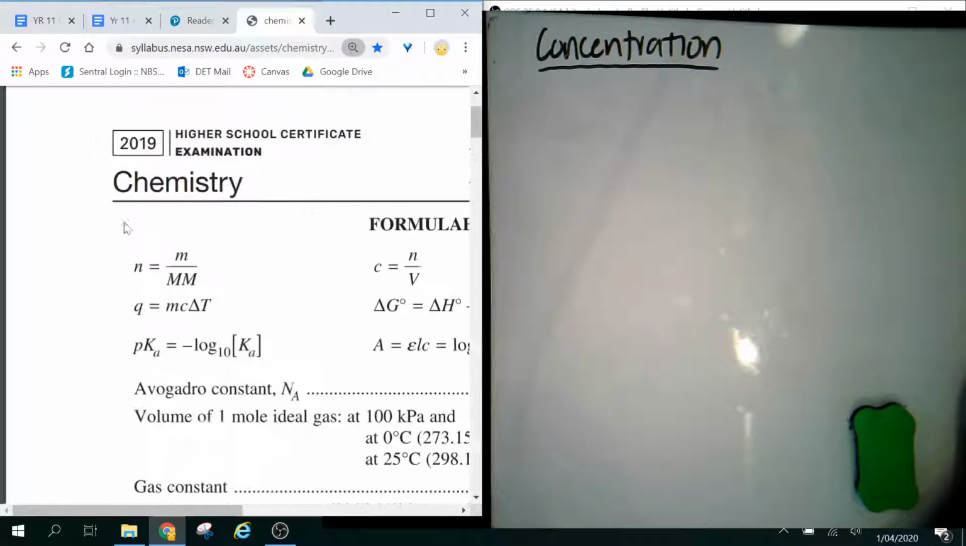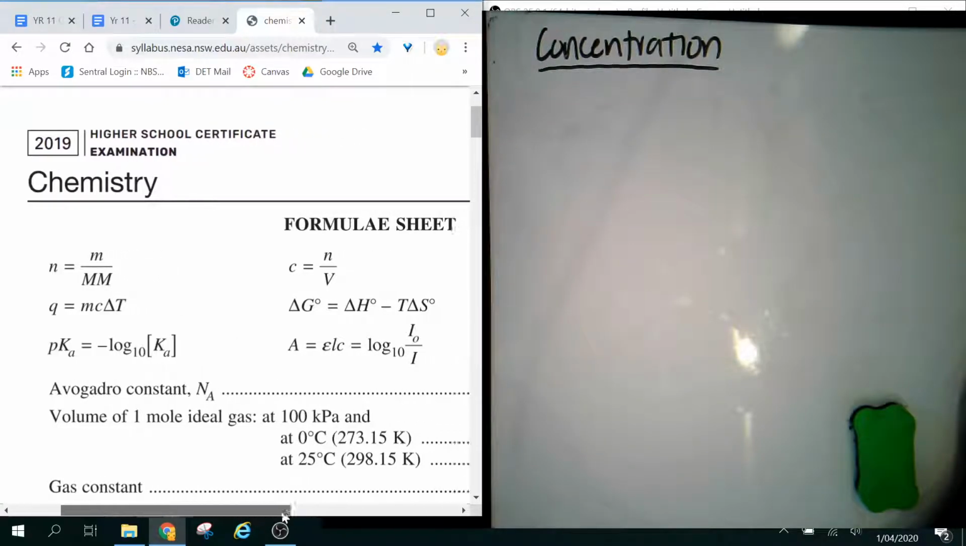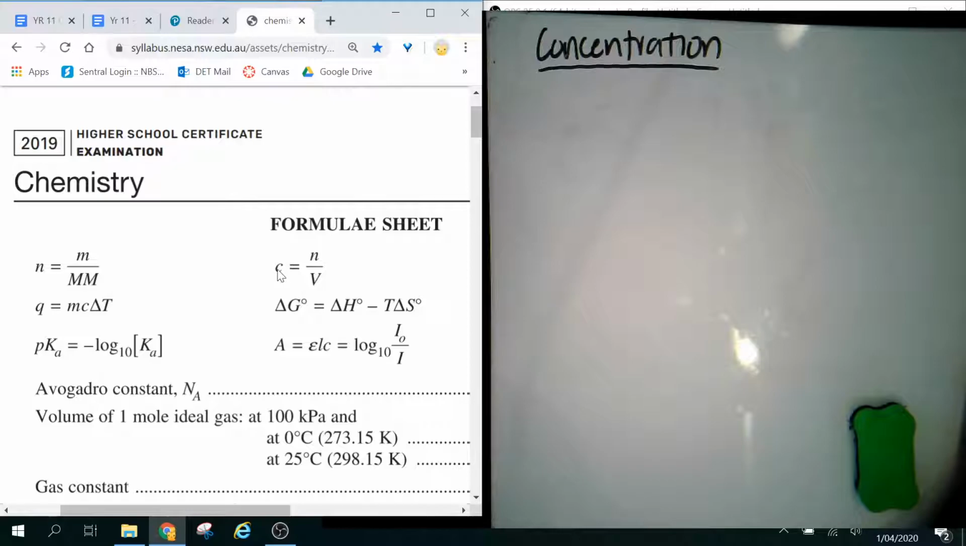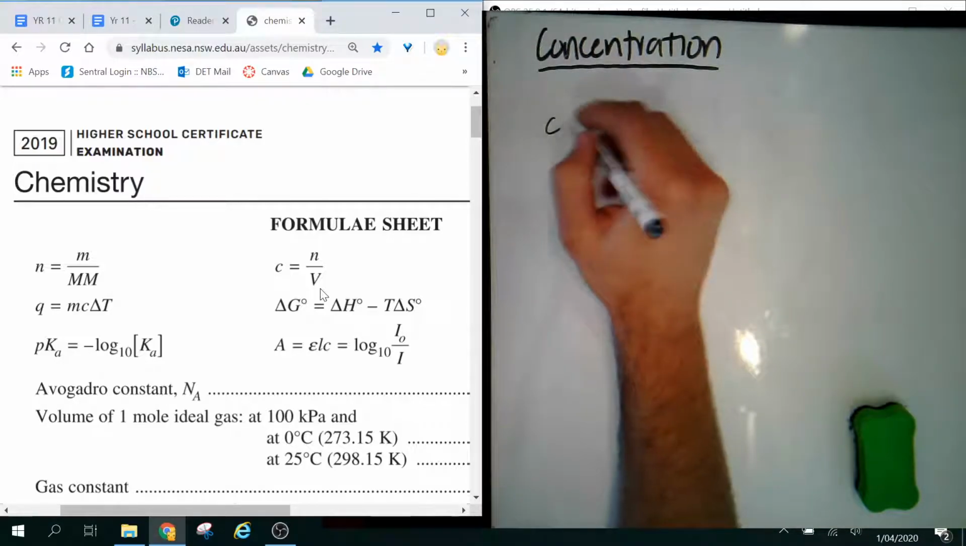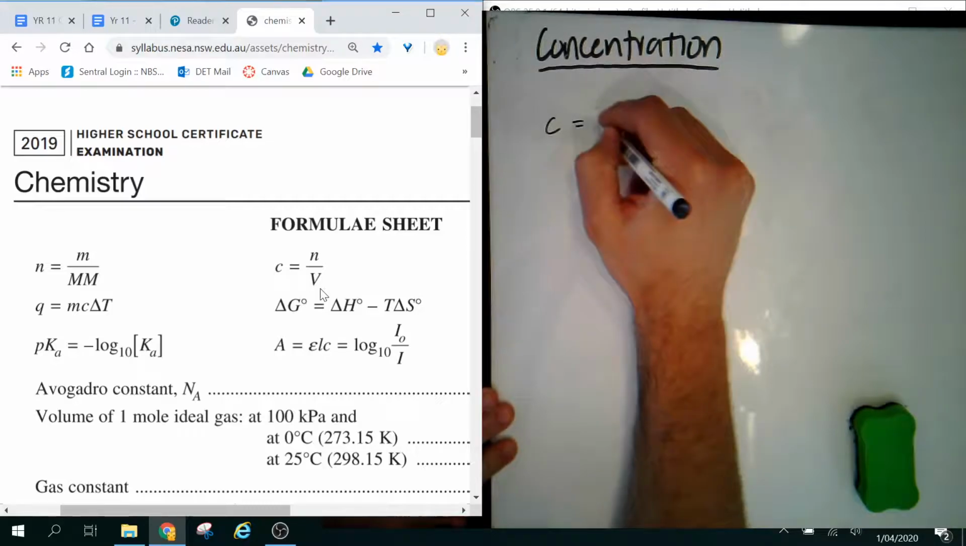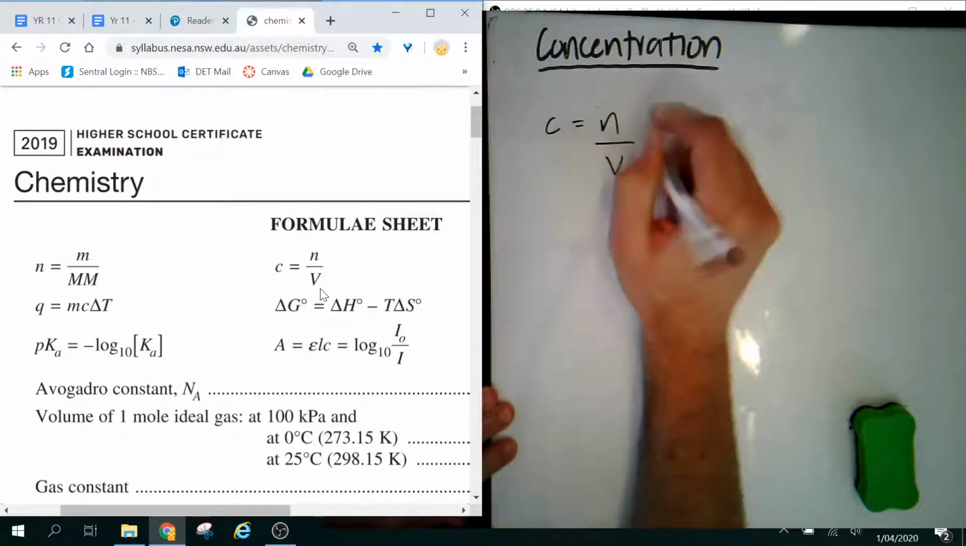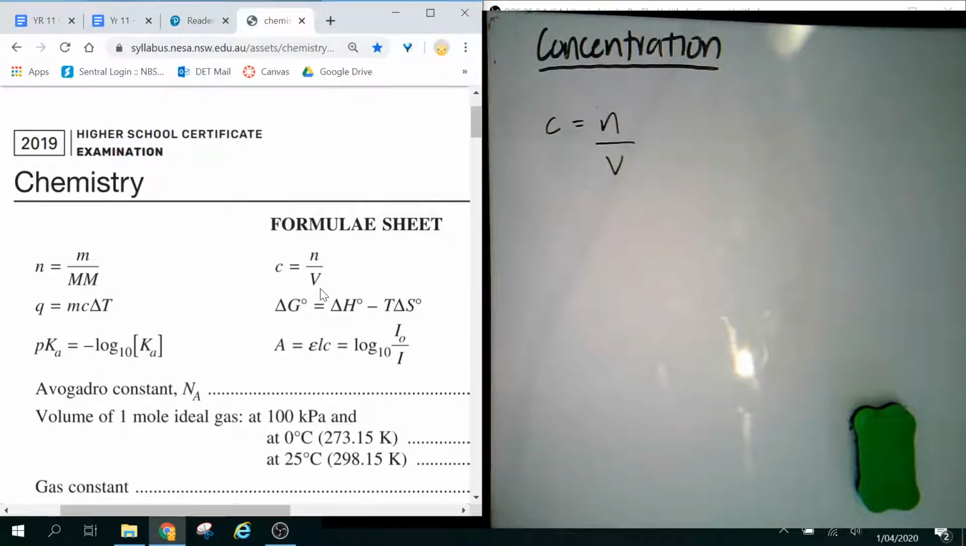Up the top of your data sheet, we've been using this formula a fair bit: n equals mass on molar mass, number of moles equals mass on molar mass. But now that we're dealing with solutions, we can also look at this equation here, which is c equals n on V. So what they give you is c, concentration, equals n, number of moles, on volume. It's really important that we know what each of these things stands for.